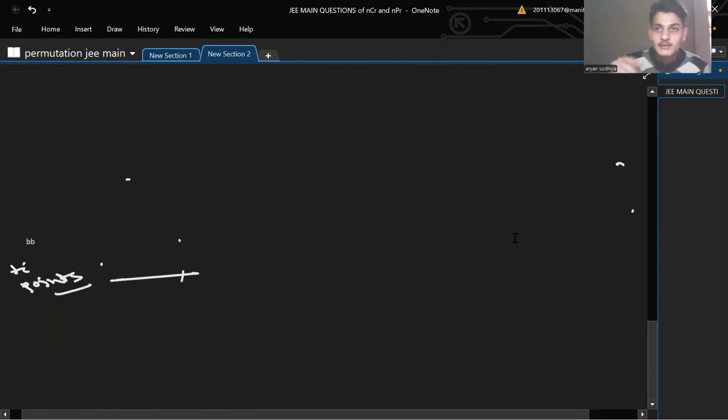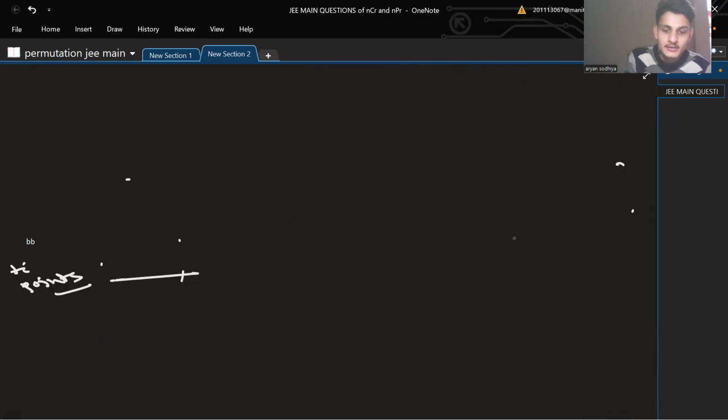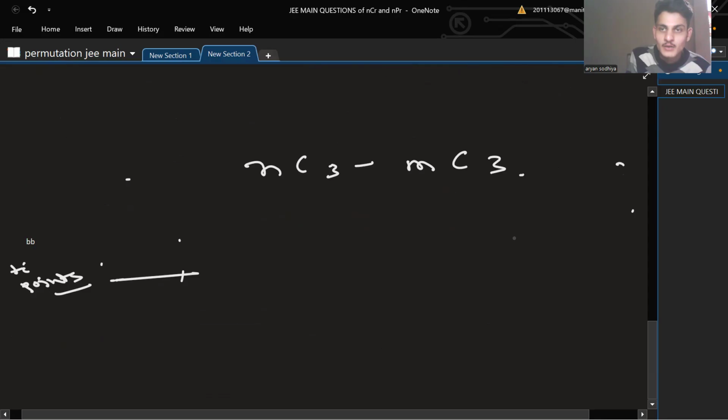So I would tell you in visualization also, so that you can realize this formula and you can just blindfoldedly use this formula like nC3 minus mC3. Okay. So if I say that I have no collinear points, so here m is 0. So I should get the answer nC3. Okay, let's confirm this formula.